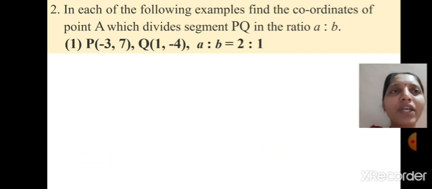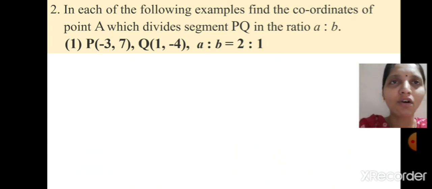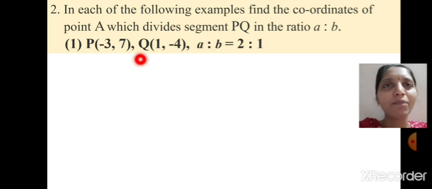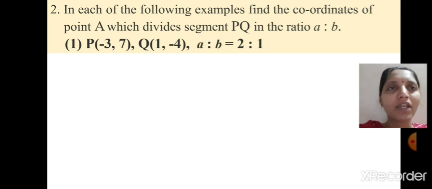In each of the following examples, find the coordinates of point A which divides the segment PQ in the ratio a:b. First one, here 2 points are given to us, point P and point Q, and the ratio is a:b, that is equal to 2:1. Now observe this, here ratio is given as a:b. In the previous question it is given as m:n. So instead of m:n, we are going to write, instead of m we will write a and instead of n we will write b. So let's see.